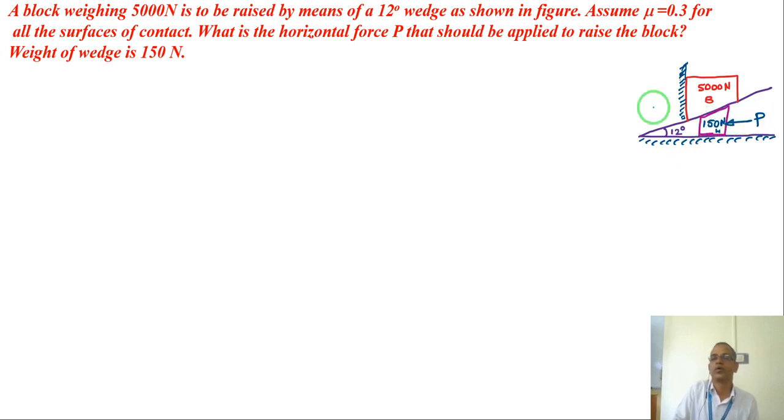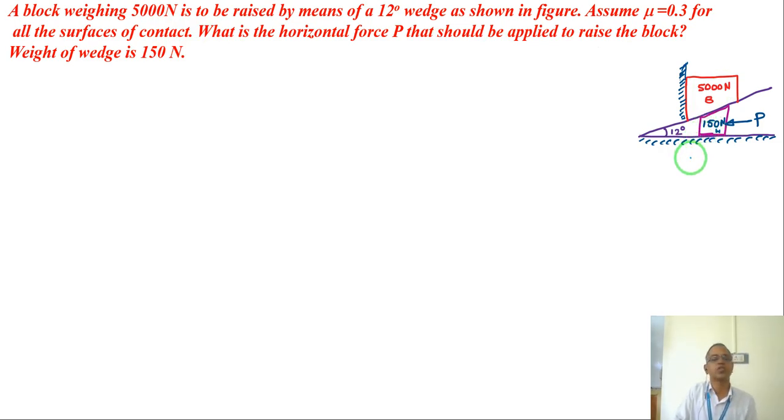I have to lift it. Assume mu is 0.3 for all surfaces of contact. That means there is one contact surface here, a second contact surface here, and a third contact surface here. So what is the horizontal force P? How much of P do I have to apply? That should be applied to raise the block upward. The wedge block also has some weight.